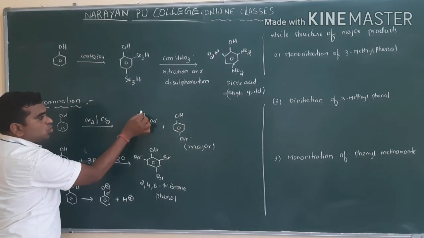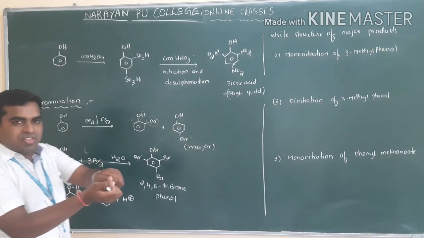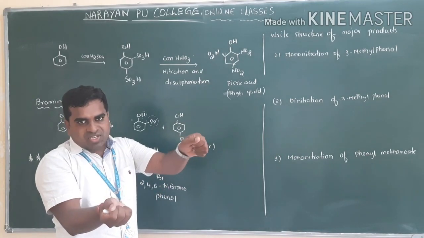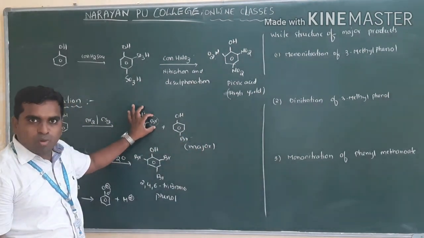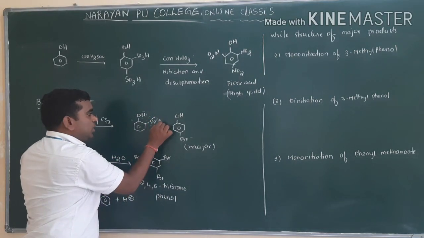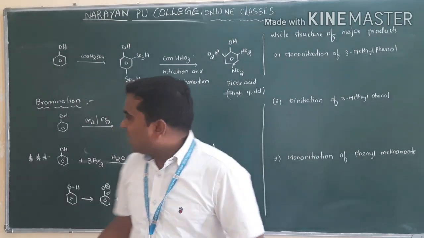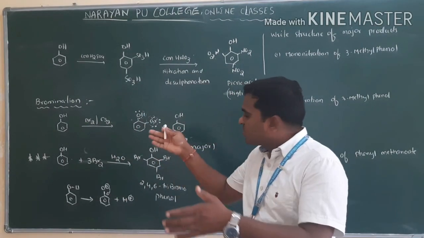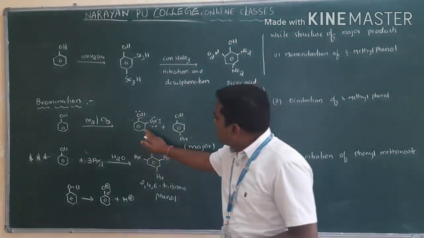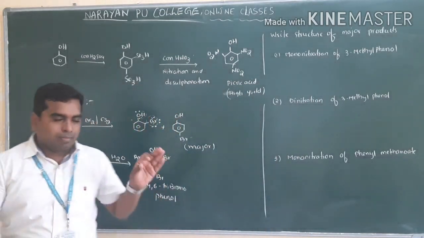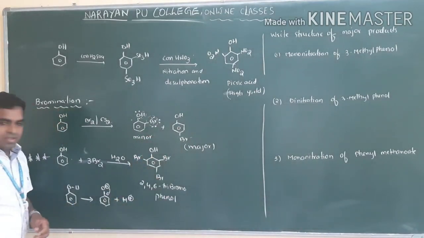Because here these two groups are very close to each other. When they are very close, there will be repulsions. This molecule also has electrons, and this bromine has 3 lone pairs of electrons, and oxygen has 2 lone pairs of electrons. So when they come very close to each other, there will be electron-electron repulsions. So the ortho is always the minor product in this case. This is a minor product.